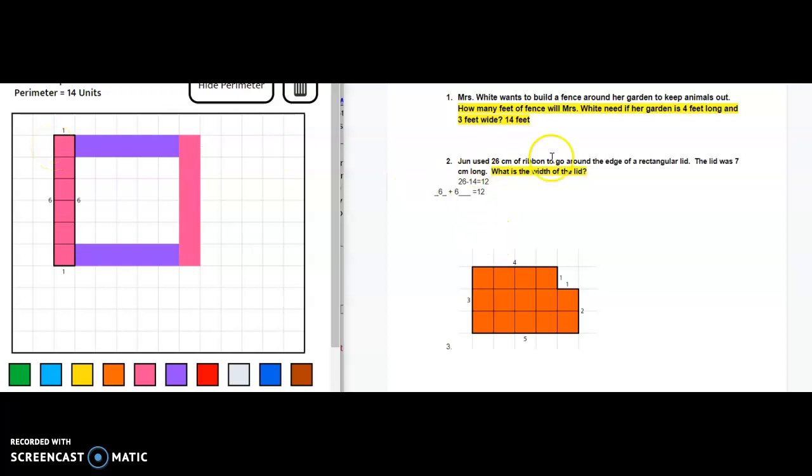Okay, so going back to the question, it says, what is the width of the lid? Well, we had to build it to be able to figure it out, but we know that the width would be 6 centimeters long. Okay, that answers the question being asked.